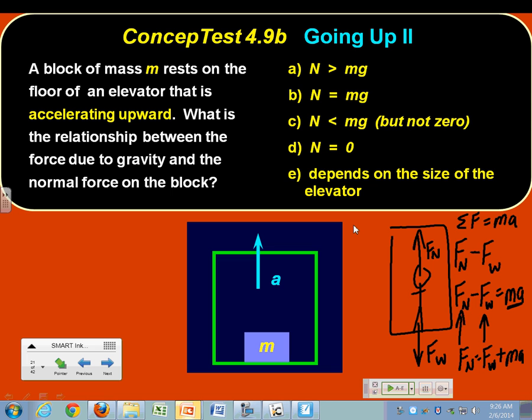Now, how does this feel in an elevator? When you start going up, what do you feel? You sort of feel like you're being pushed down into it, right? In a similar, I mean, that's a very subtle effect.